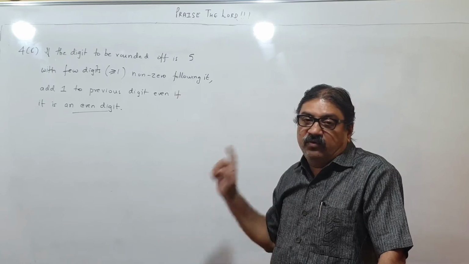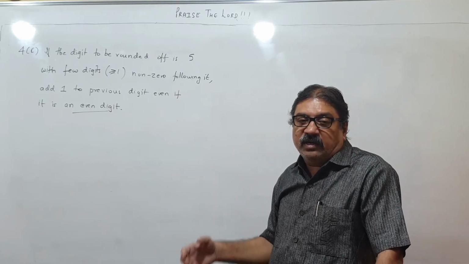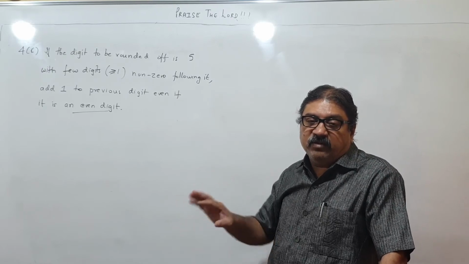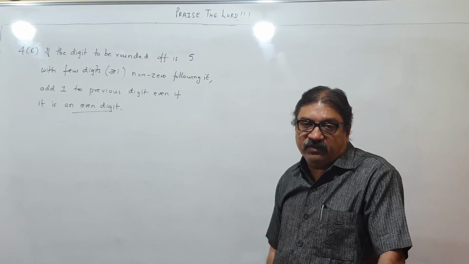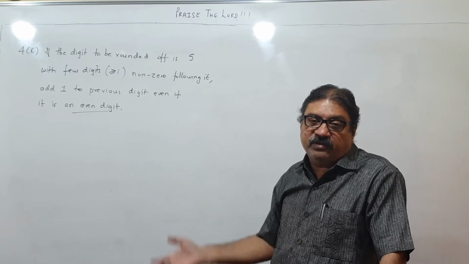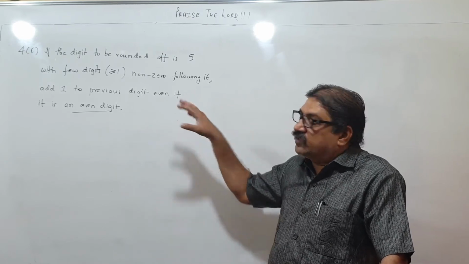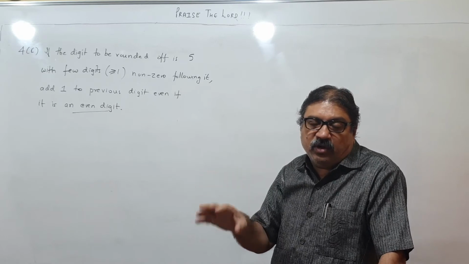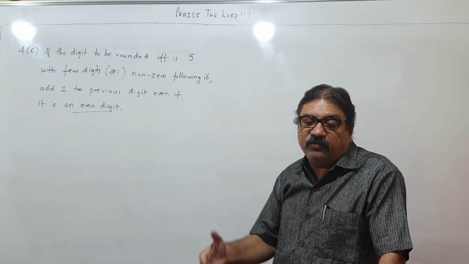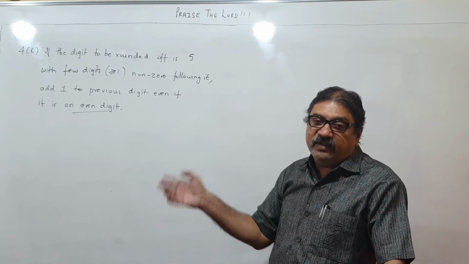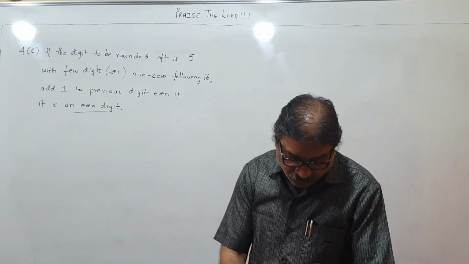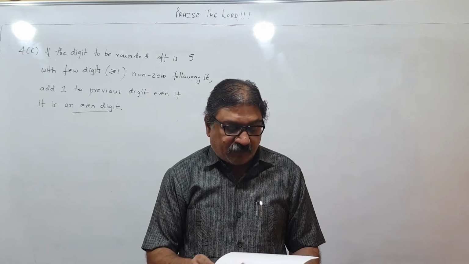In rule number 4b we said that if the digit previous to 5 is even, then you will simply drop 5 and do nothing to the even digit. But remember, in all those cases after 5 there was no digit. But in this case, if the digit to be rounded off is 5 and there are a few digits following 5, at least one of them non-zero, then even if the previous digit is even, we will add 1 to it. So you have to be careful about that.